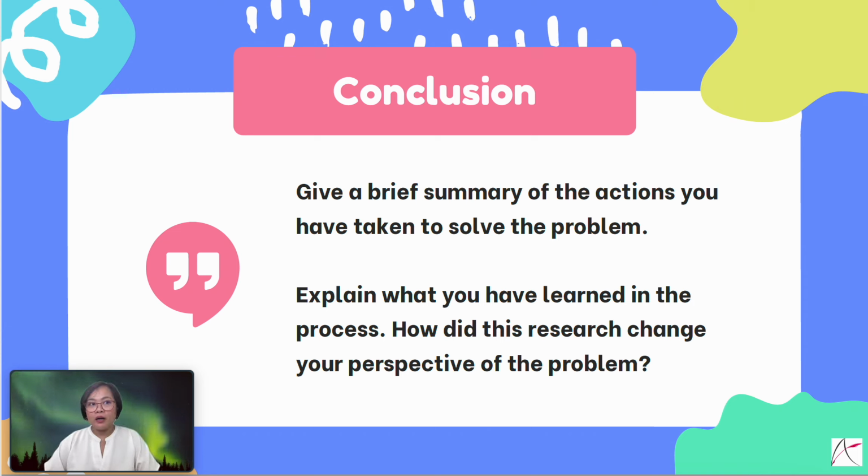But for this part, the explanation on the learning from the research process, your teacher or your mentor can also give their own advice as to how to modify it if they want to. But the essence is this one. You need to be able to explain what you've learned and how your perspective changed because of this research process.